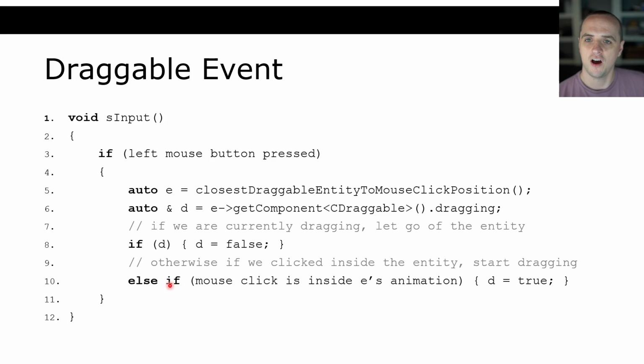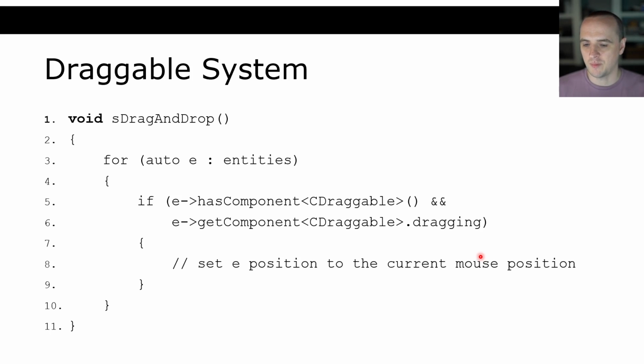Otherwise, if the entity currently is not being dragged, and I clicked inside E's animation, then I'm going to set dragging equal to true. Then, inside my drag and drop system, for each entity, if it has a draggable component and I'm currently dragging it, set the position of the entity to the current mouse position. That's it. So let's go do that. I'm going to do it live. I haven't practiced it, but I'm pretty certain I can do it live.